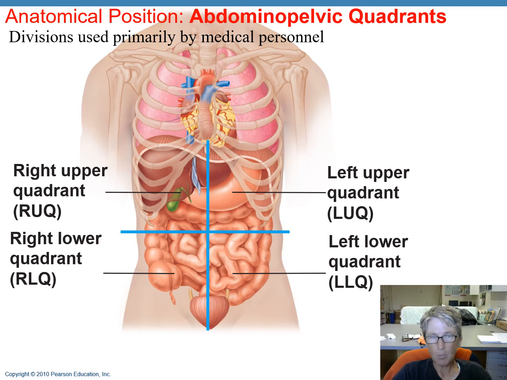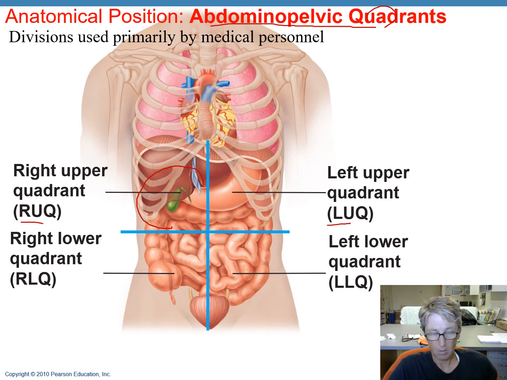In anatomical position, you can look at these things called the abdominal pelvic quadrants. So that's 4. These are divisions that usually the medical personnel use. So they've got the right upper quadrant, so RUQ, the left upper quadrant, so LUQ, and then the right lower and the left lower.